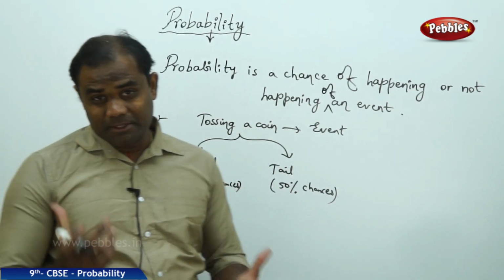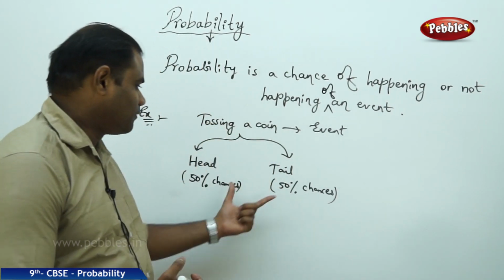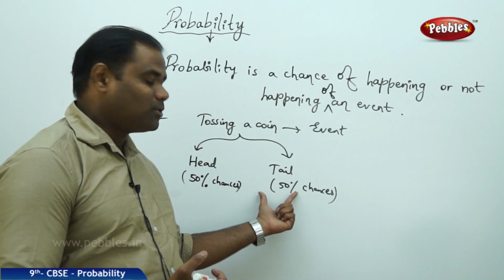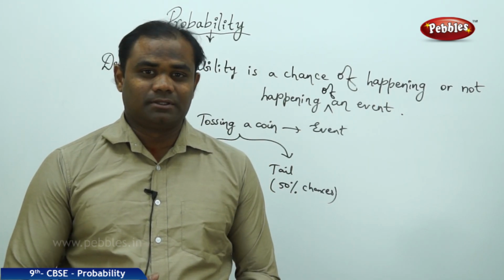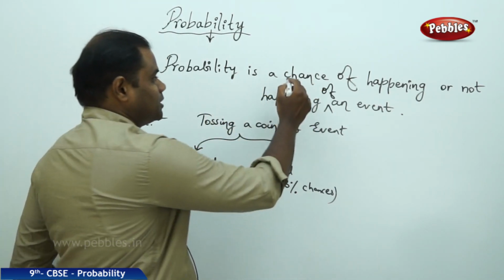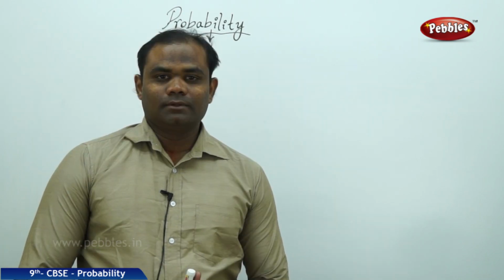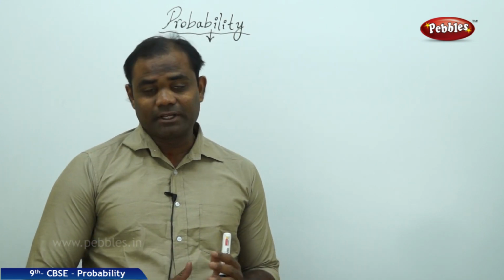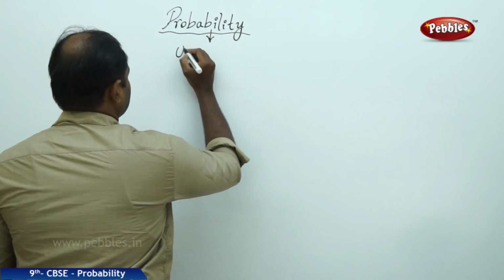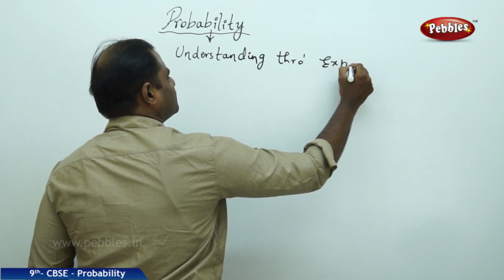So how did we get this to be 50% chances? How did we get that when tossing a coin, the chances are exactly 50% of getting a head and exactly 50% of getting a tail? How did we get to know about that 50%? Let's see that in brief, which makes us understand what actually probability is. But in general, probability is a chance. It's just a chance, but not a perfect prediction. It's a chance of happening or not happening of an event. Now let's see how mathematics has come to the assumption that when a coin is tossed, there are 50% chances of getting either a head or a tail. This is purely based on an experimental approach. So, understanding probability through the experimental approach.